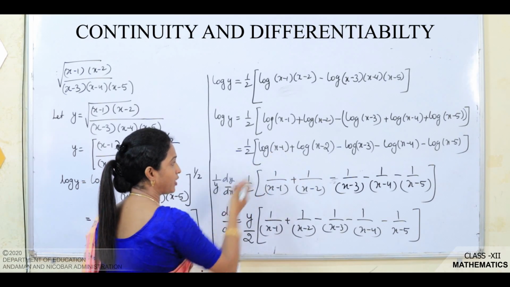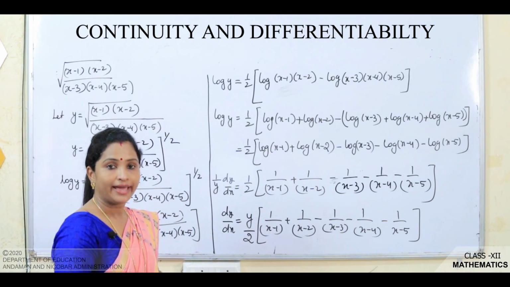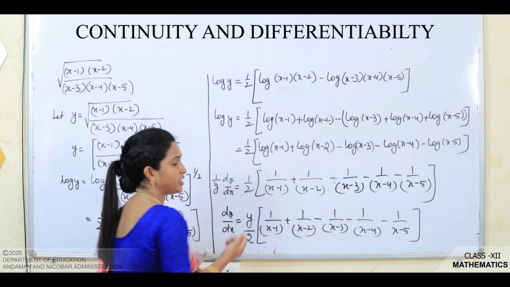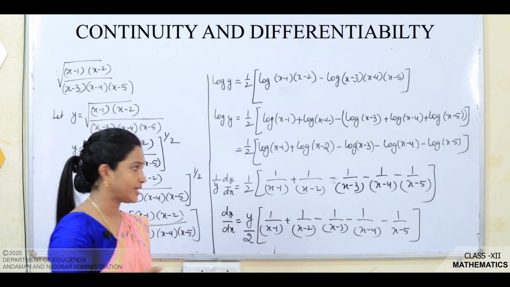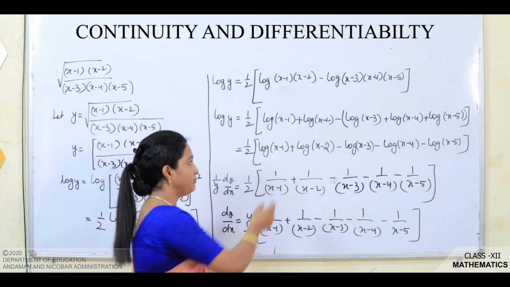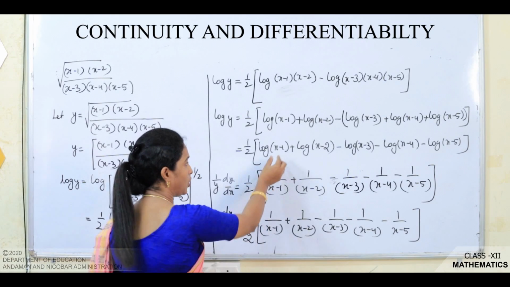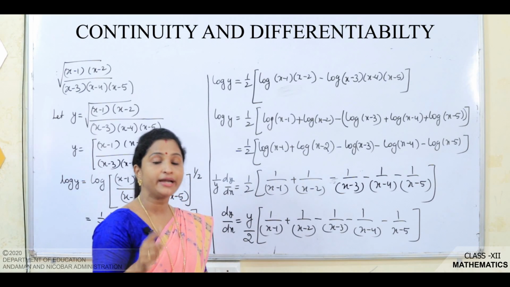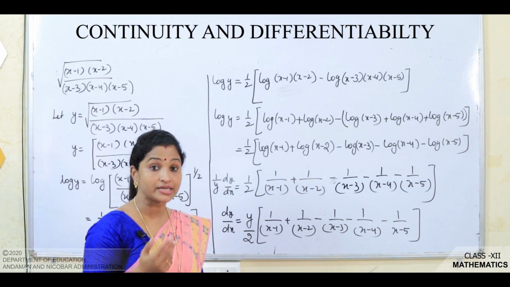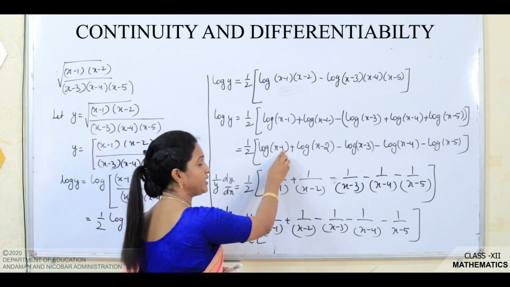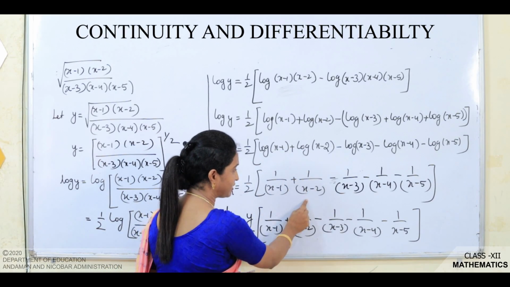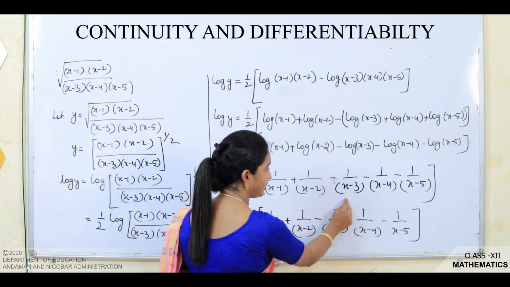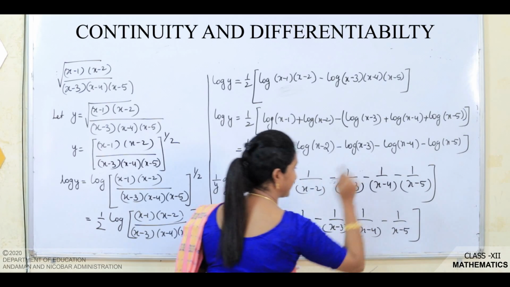Log x, we know the differentiation is 1 by x, so log of x minus 1 will be 1 by x minus 1, and when you differentiate x minus 1, the differentiation of x is 1, that's why I have not written it here. Again you have to apply chain rule. So 1 by x minus 1 into d by dx of x minus 1, but d by dx of x minus 1 is again 1, and this will be 0. Here it is 1 by x minus 2. When you differentiate x minus 2 again, you are going to get 1, 1 by x minus 3, 1 by x minus 4 and 1 by x minus 5.